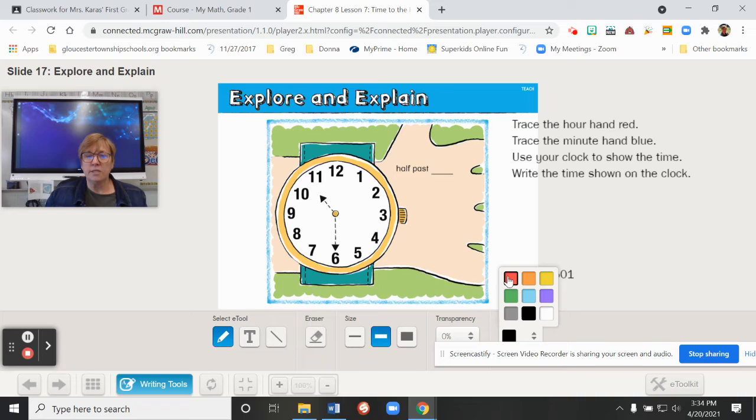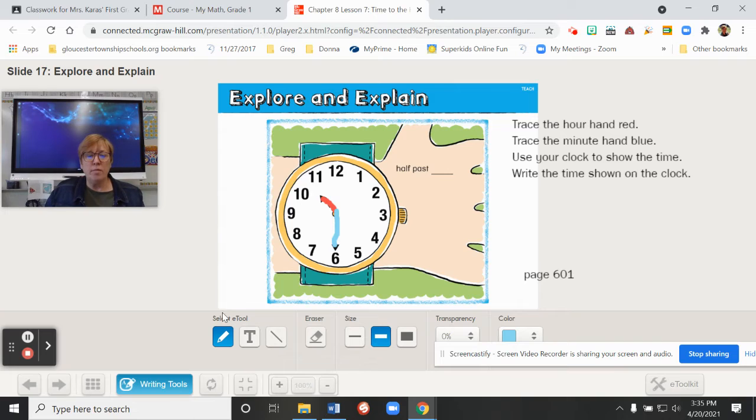okay, they ask us, trace the hour hand red. Think about what I've been telling you about the hour hand. That's right. We're going to trace this hour hand red. Then they would like us to trace, I don't have a dark blue, but we'll use this one. Trace the minute hand blue. All right, sure your blue's nicer than this.